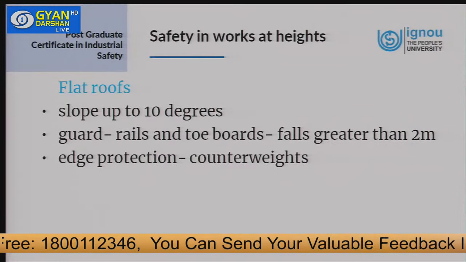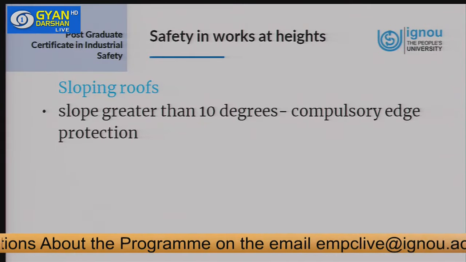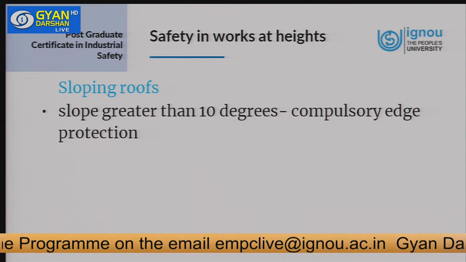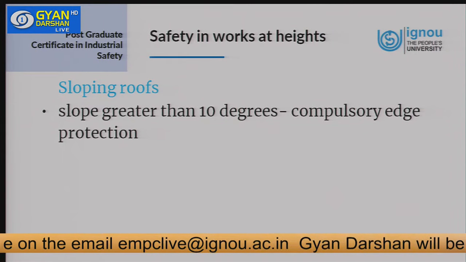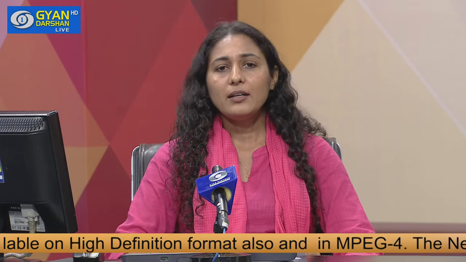So now that we've got an idea of the protection mechanisms in flat roofs, now we look at what happens. What are the mechanisms that we use for slope roofs? Now, slope roofs, as we discussed earlier, any rooftop which has a slope of more than 10 degrees should have compulsory edge protection, and this is mandated by law. We're very familiar with sloping roofs. We have tile roofs or any roof which is common in our vernacular architecture.